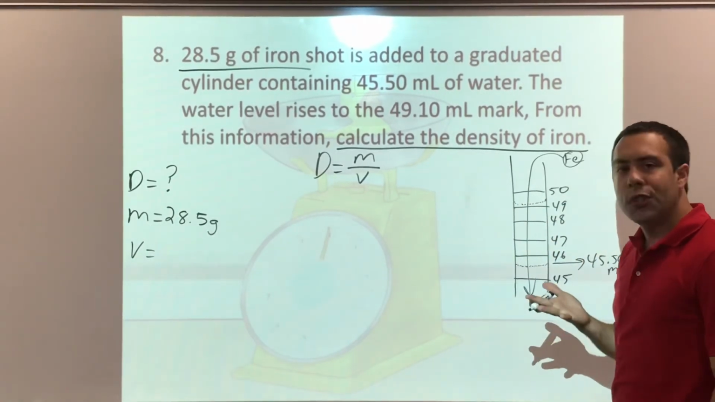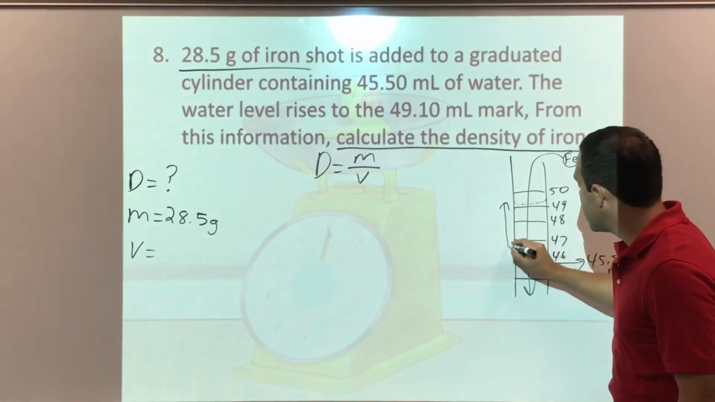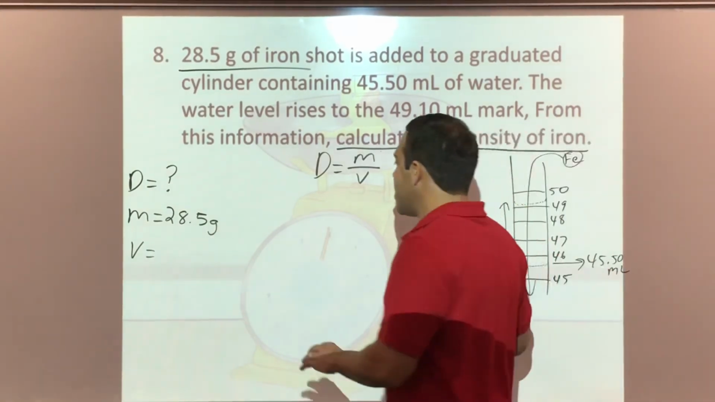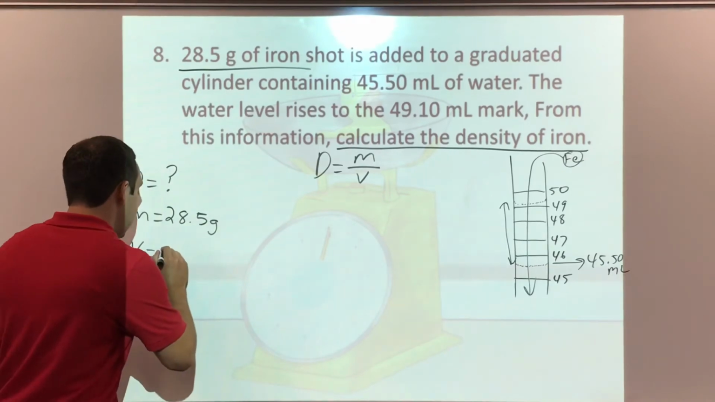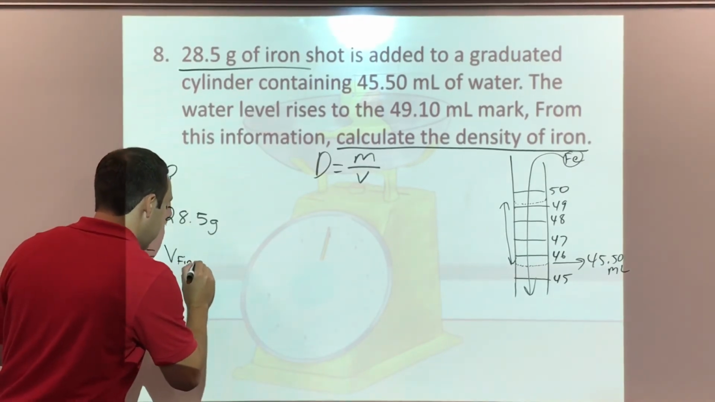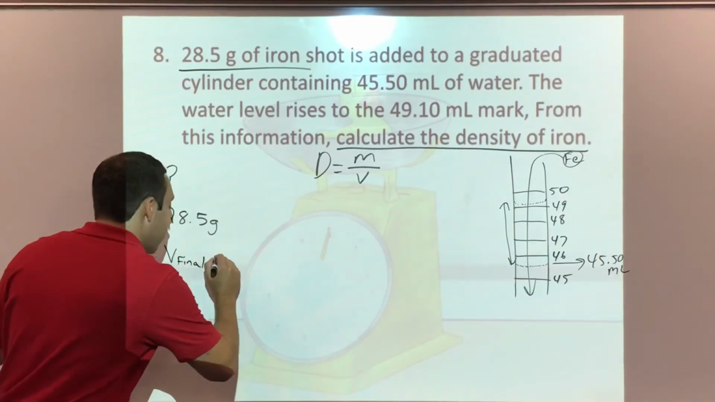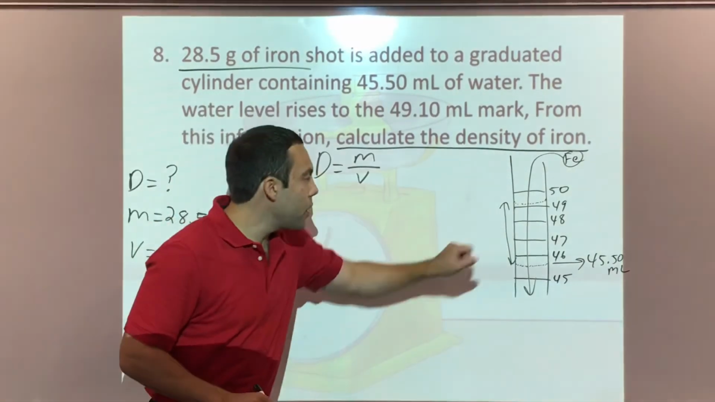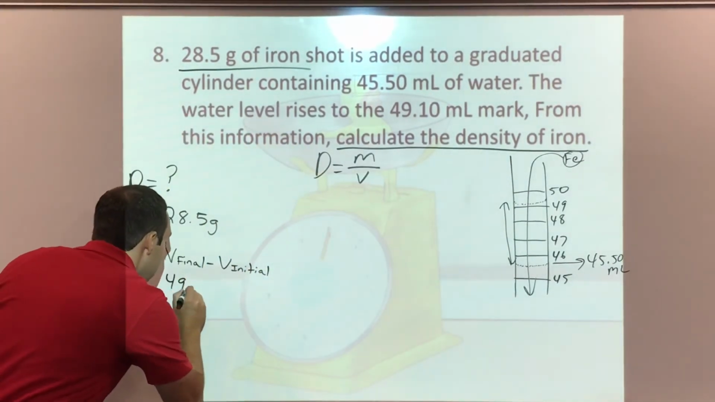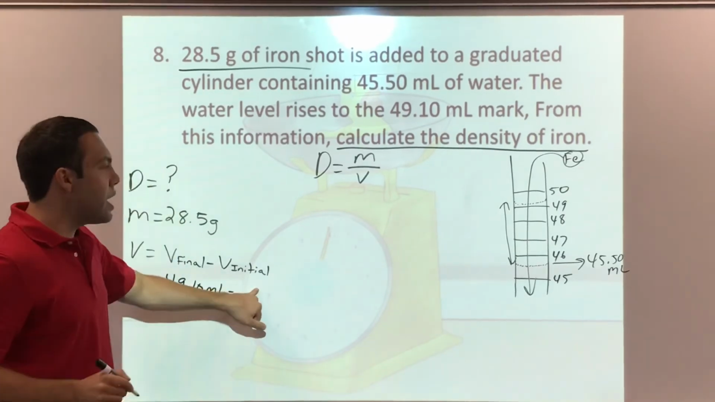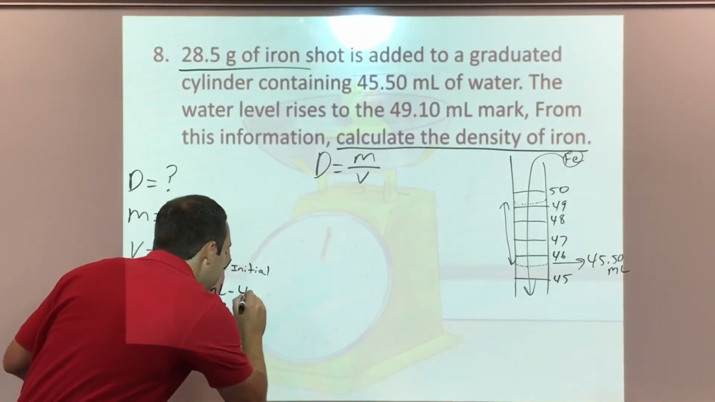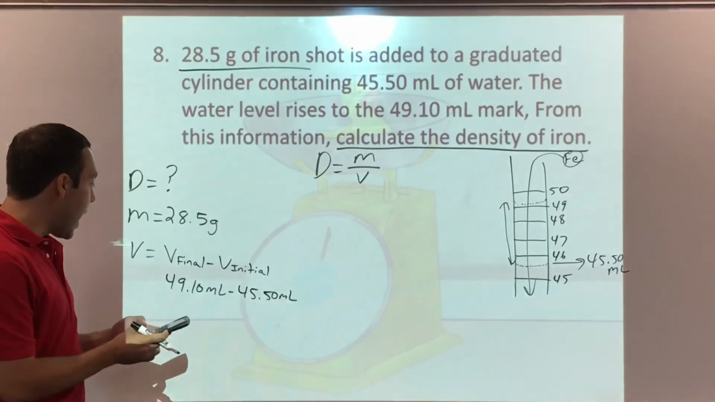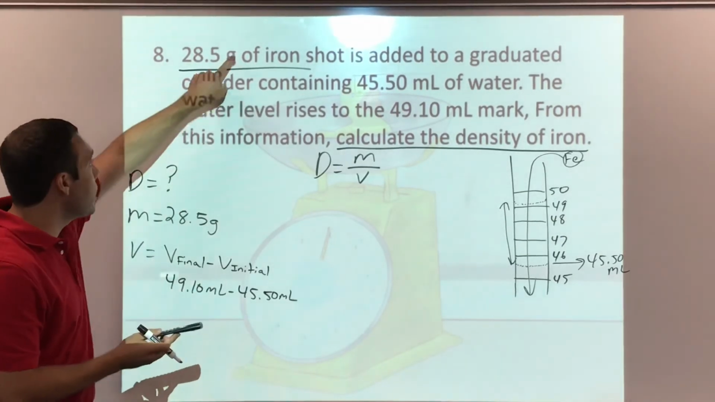So the difference from here to here will be the volume of the iron shot. The formula to find this, very simply, to find the difference, it's the final volume, V final, minus the initial volume, V initial. The final volume, what we ended up with, was 49.10 milliliters, minus the initial, what we started off with, was 45.50 milliliters. So when we subtract those two numbers, that's when we get the actual volume of just the iron shot.